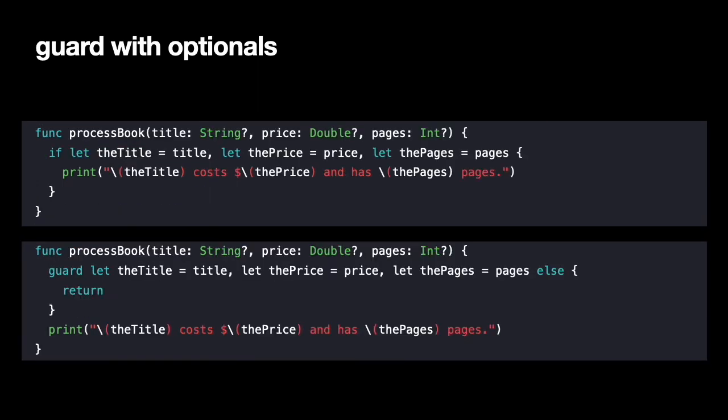Here's another example where we have a function that receives three parameters, all of which are optionals, and in order to do our work, we need to unwrap all of them. With the if statement, with if let, we could unwrap all three optionals on one line, and then our happy code is indented. Alternatively, with the guard statement, we could unwrap all three of our optionals. If we fail to unwrap any of them, then we execute the else code and deal with our error and return early. And then for the rest of our function, we have three non-optionals that we can work with on our happy path and do our work.